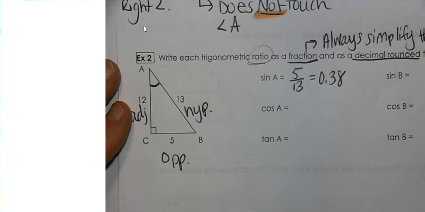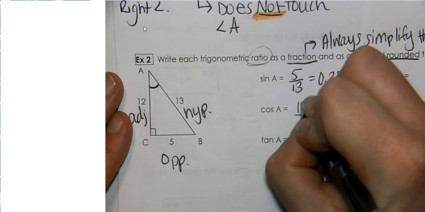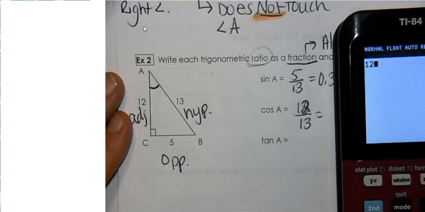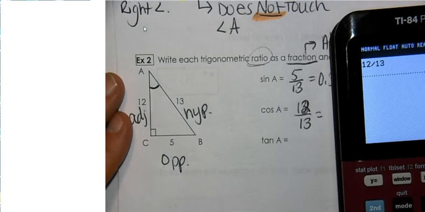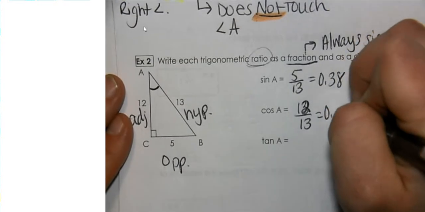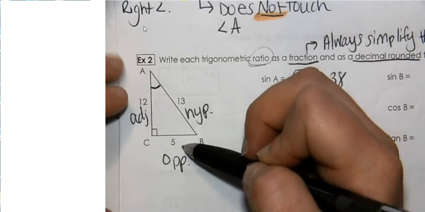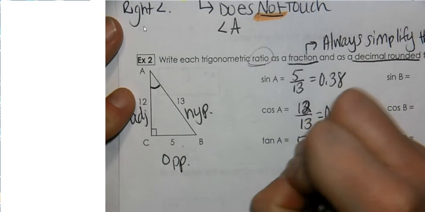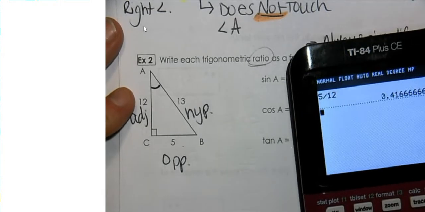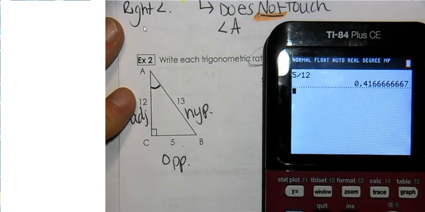Cosine of angle A, that's equal to the adjacent divided by the hypotenuse. So that's 12 divided by 13. And 12 divided by 13, that's equal to 0.92. Finally, the tangent of angle A, that's equal to the opposite divided by the adjacent, which is 5 divided by 12. And 5 divided by 12 is 0.4. And if you're rounding it to the nearest hundredth, that's going to be 0.42.